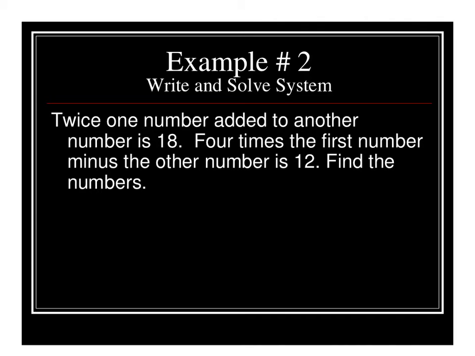Twice one number added to another number is 18. Four times the first number minus the other number is 12. Find the numbers. All right, then I'm going to read through it a second time.